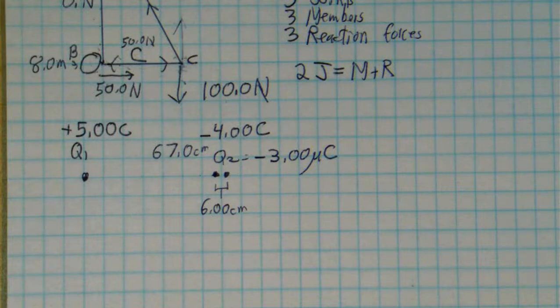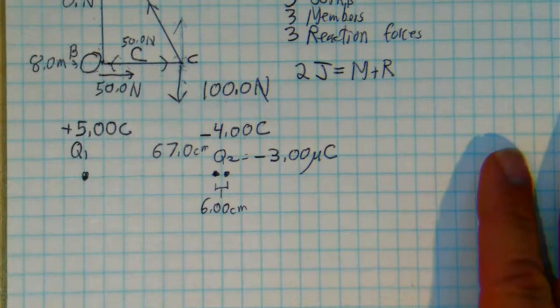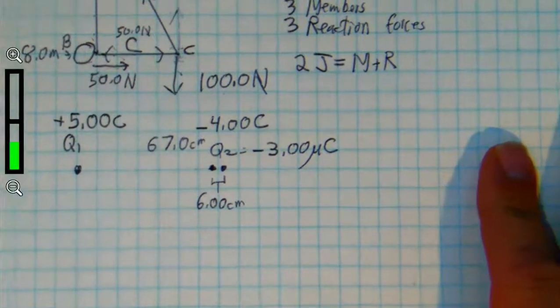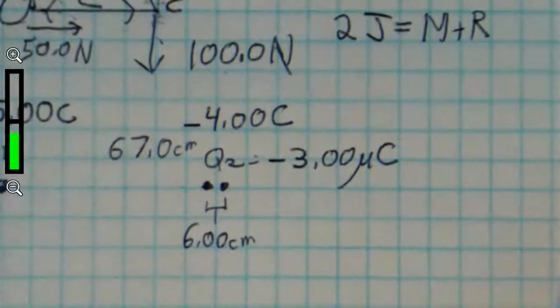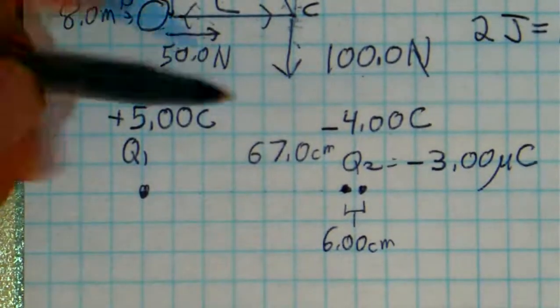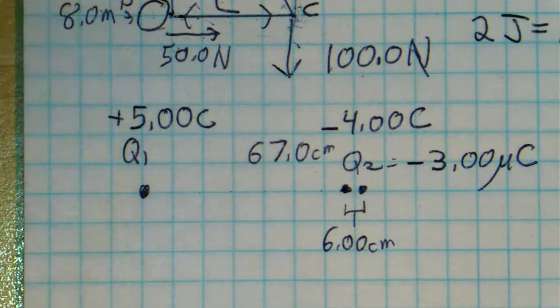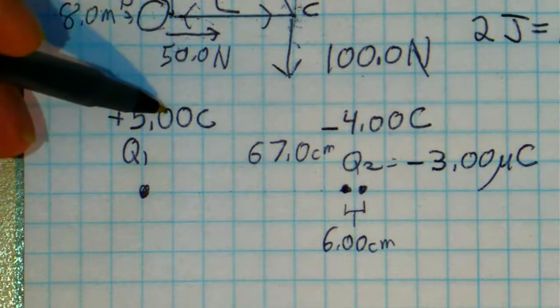This is Monday, January 11th, 2021, Physics CP. We're making up a problem for three electric charges in a row.